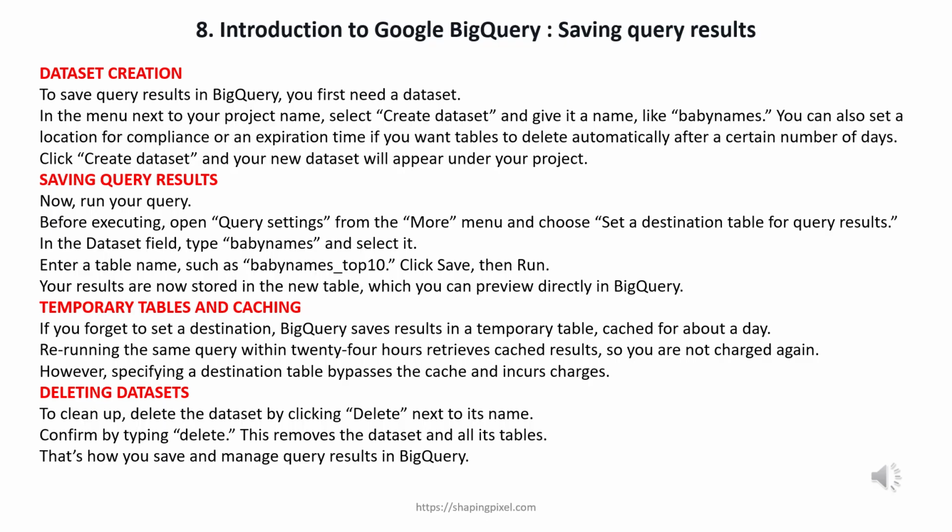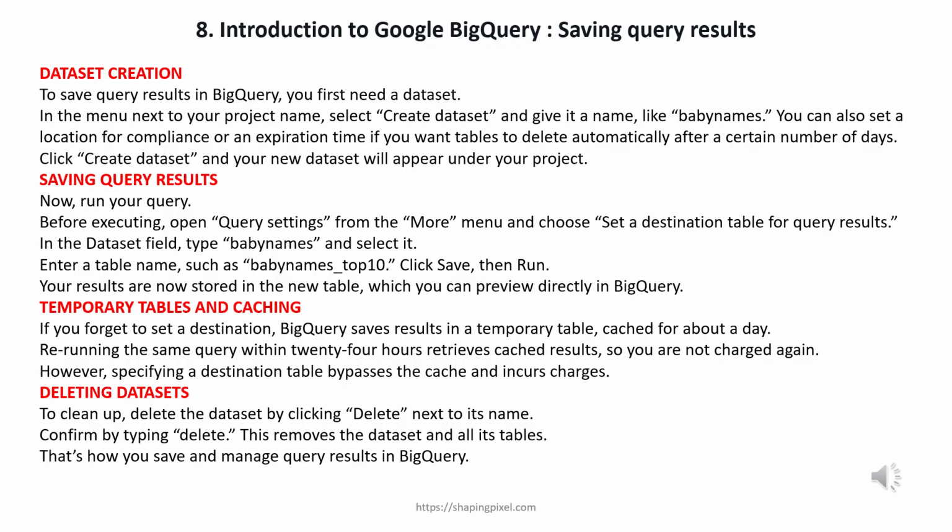Now, run your query. Before executing, open Query Settings from the More menu and choose Set a Destination Table for Query Results. In the Dataset field, type Baby Names and select it. Enter a table name, such as Baby Names Top 10. Click Save, then Run. Your results are now stored in the new table, which you can preview directly in BigQuery.